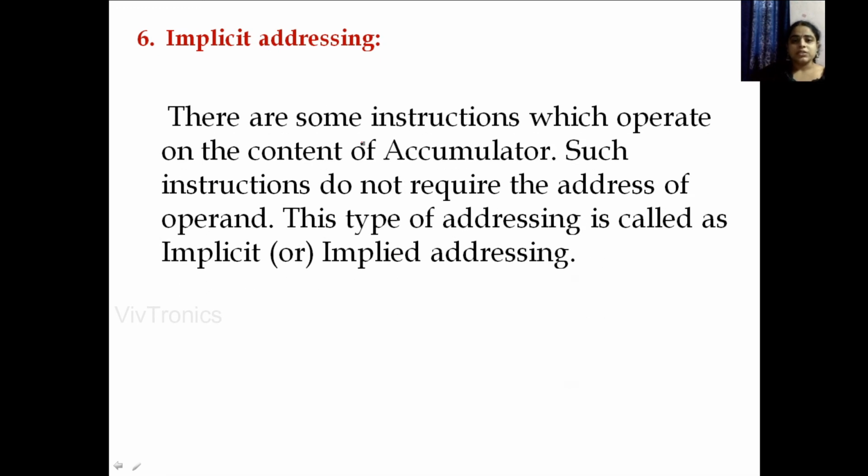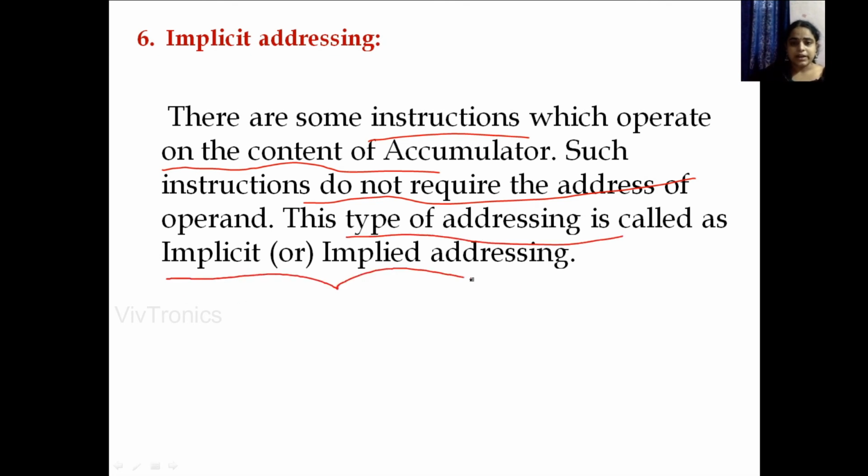There are some instructions which operate only on the content of the accumulator. Such instructions do not require the address of the operand. This type of addressing is called implicit or implied addressing. By default, in 8086 there are some instructions that work only on the accumulator register. If it is an 8-bit operation, they work on the AL register, and if it is a 16-bit operation, they work on the AX register. Such instructions don't need to specify the address of the operand.